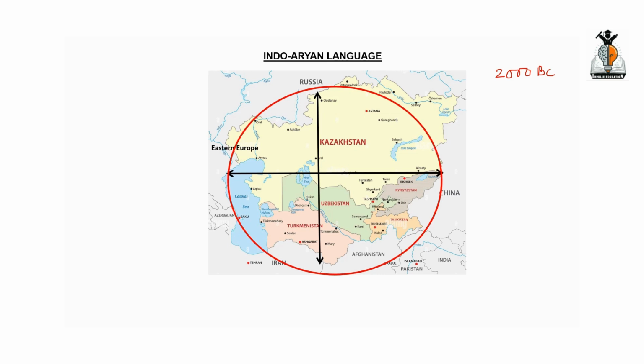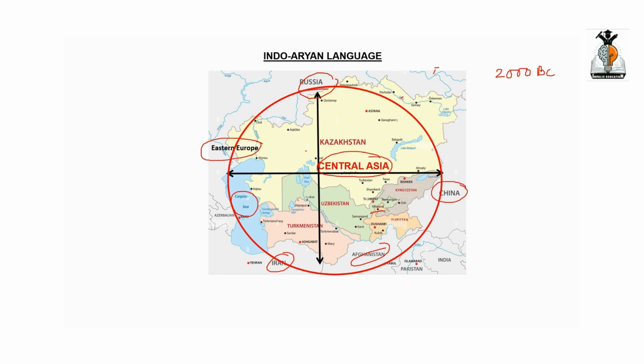Let us see what is the boundary of Central Asia. If we see, the northern side is Russia, towards the south is Afghanistan and Iran. If we see in the western side, the upper part is Eastern Europe, the lower boundary is the Caspian Sea. In the eastern side is western China. This total comprises Central Asia.